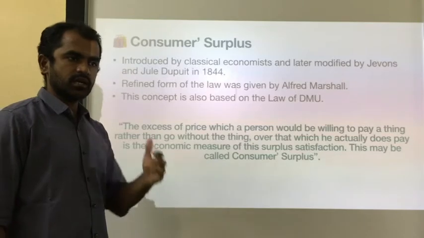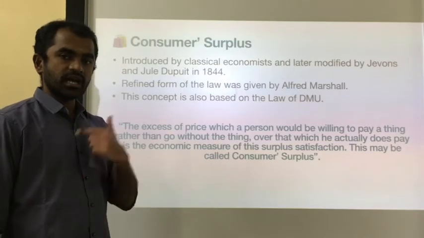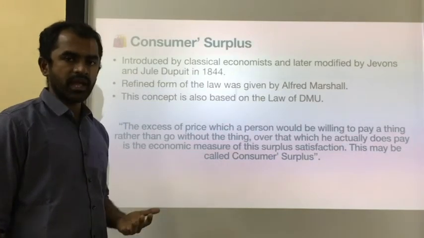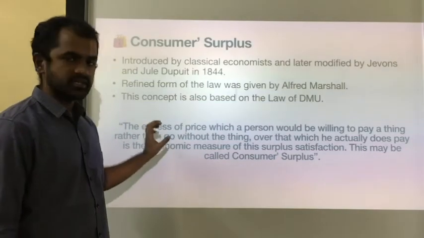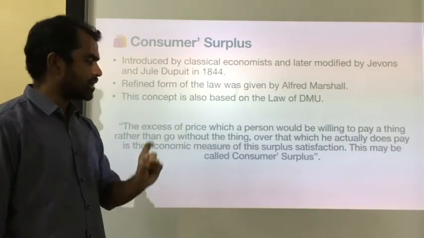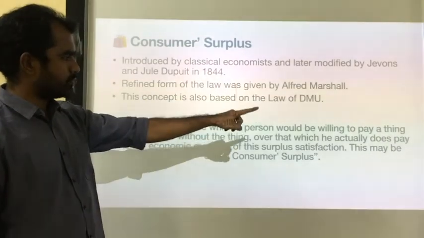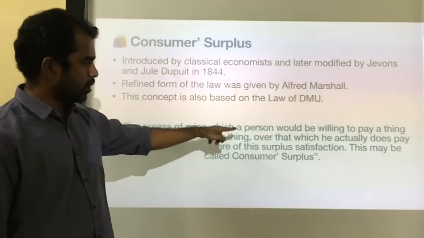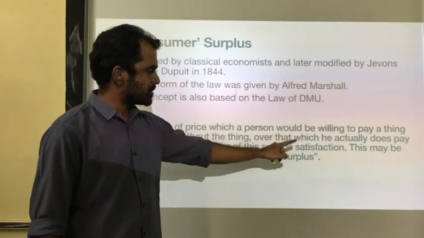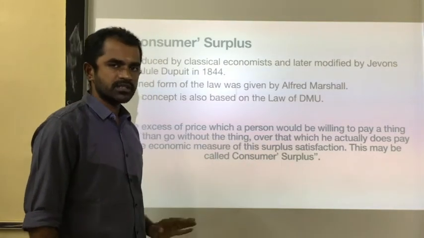That is, if you consider some commodity at 2 rupees, but if you are ready to pay even at a higher price, instead of 2 rupees, if you are trying to pay 4 rupees or 6 rupees, or if you are ready to pay 8 rupees or 10 rupees, and that difference, that is, if you are ready to pay 10 rupees for a 2 rupee product, the 8 rupees gap is called as consumer's surplus. The excess of price which a person would be willing to pay for a thing rather than go without the thing over that which he actually does pay is the economic measure of this surplus satisfaction. And this surplus satisfaction is called as consumer's surplus.